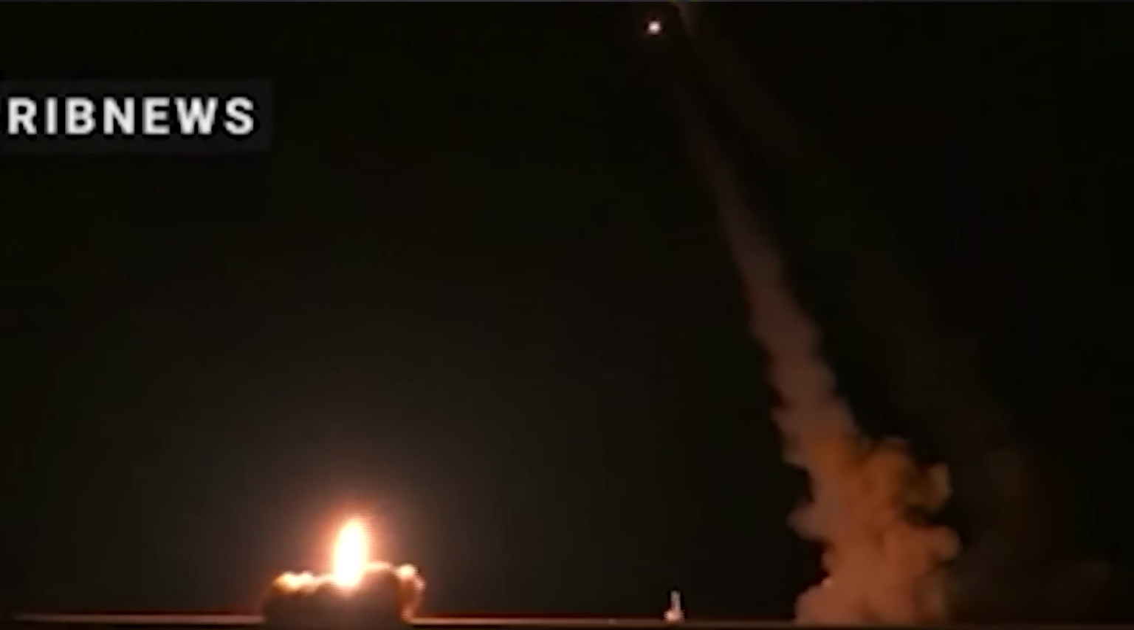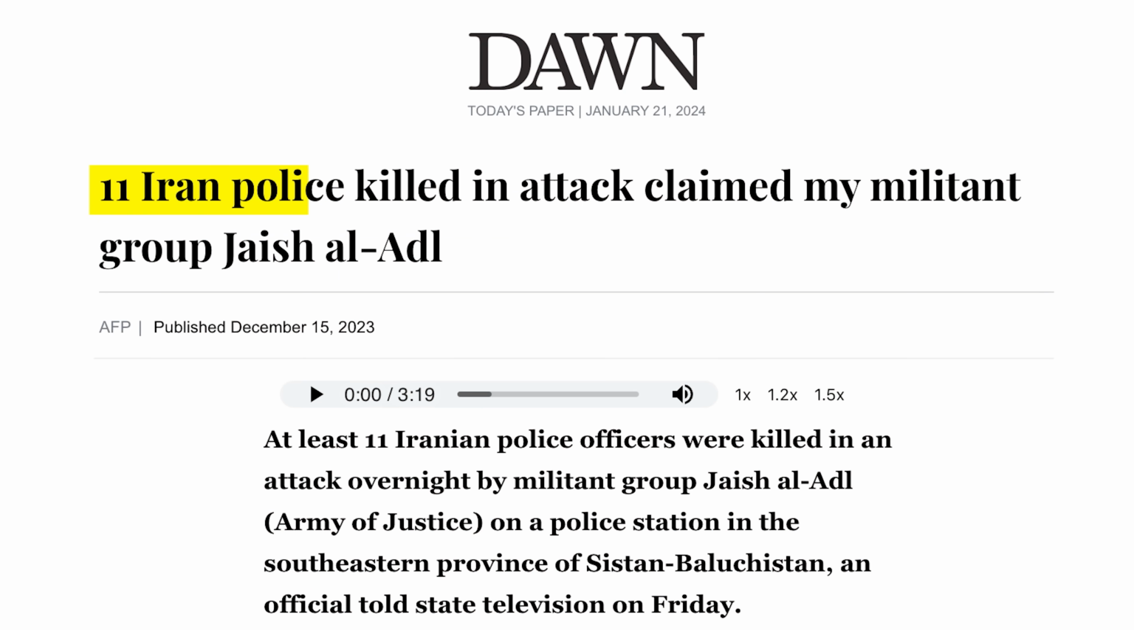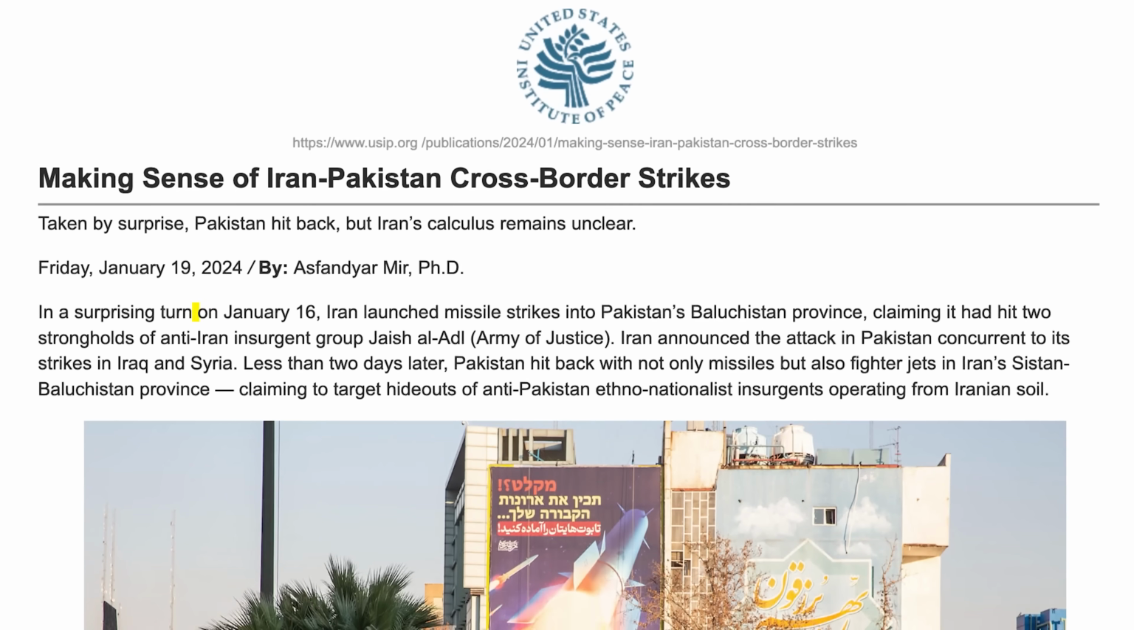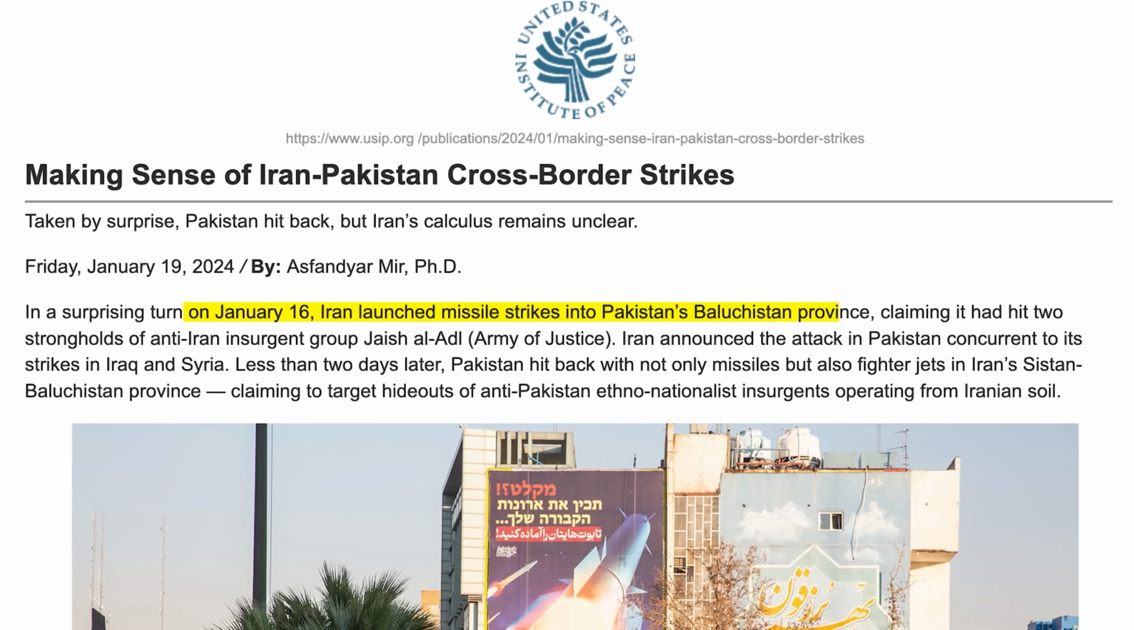So if this is very clear to you, let's understand why did Iran suddenly fire missiles at Pakistan. As it turns out, on 15th of December 2023, a group called Jaish al-Adl attacked a police station in Iran. This left 11 Iranian police officers dead and several injured. This is what triggered Iran to attack Pakistan. So on 16th of January 2024, Iran launched missile strikes into Pakistan's Balochistan region.